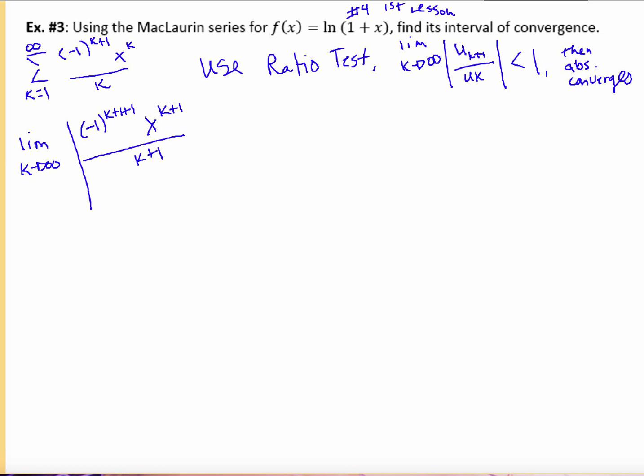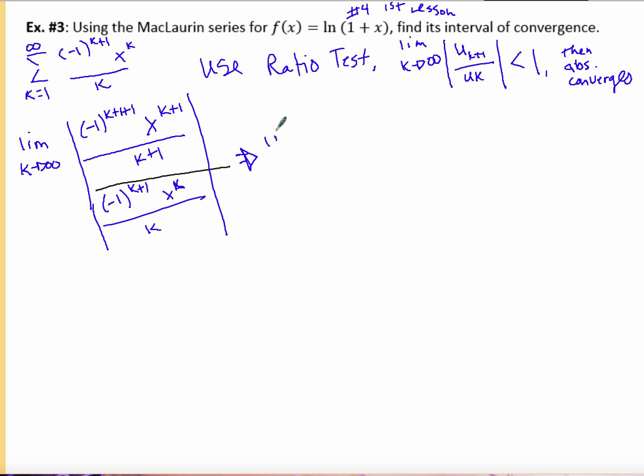But you're not done yet, because now we're going to divide by the original function. So our original series, I should say, is negative 1 to the k plus 1 power times x to the k, all divided by k. Don't worry, it doesn't stay crazy looking for long. We're going to simplify now.